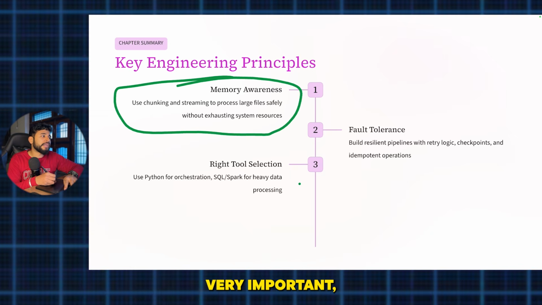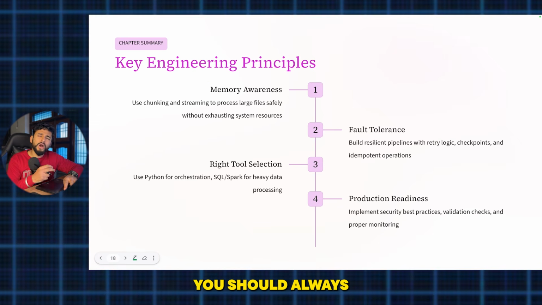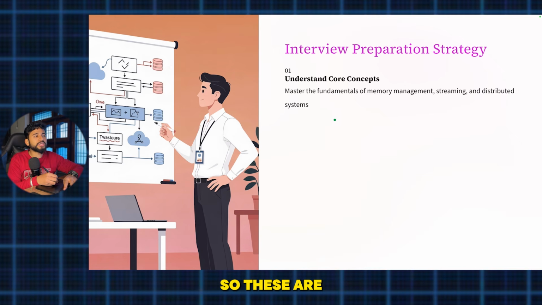Fault tolerance is very important. Use the right tools to process. Then production readiness should be there. Whenever you are talking about a solution, one thing has to be in mind: whether I can scale it, and whether it can go to production and handle those kinds of things. So that is how we have to process it. So these are the things.